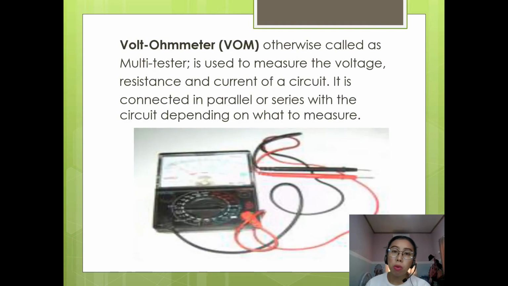Voltammeter or the VOM, otherwise called a multitester. It is used to measure the voltage, resistance, and current of a circuit. It is connected in parallel or series with the circuit depending on what is to be measured.